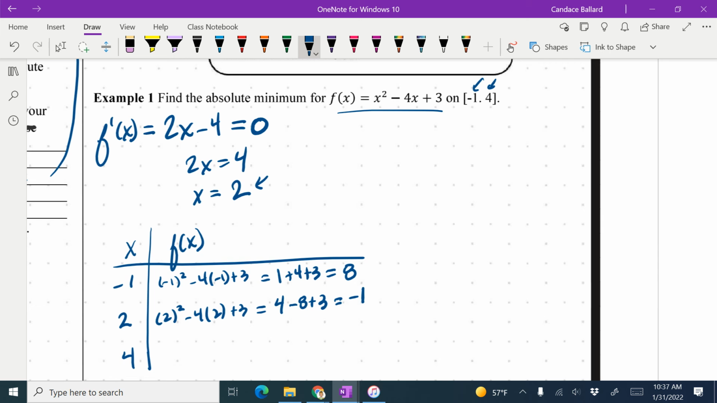Okay. Now we're going to plug the 4 in. So 4 squared minus 4 times 4 plus 3. What's 4 squared? 16. 4 times 4? Good. So 16 minus 16 plus 3. Perfect. Okay, I'm going to give you a minute because I still see people writing. So take a minute, catch up.